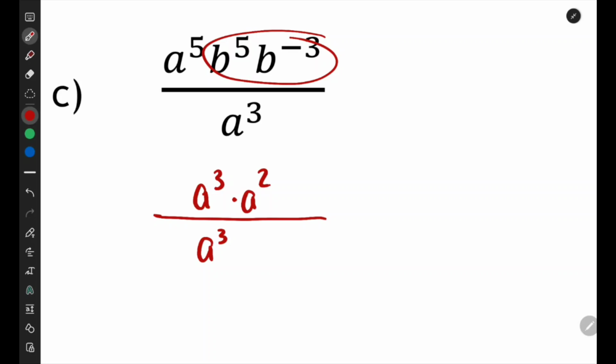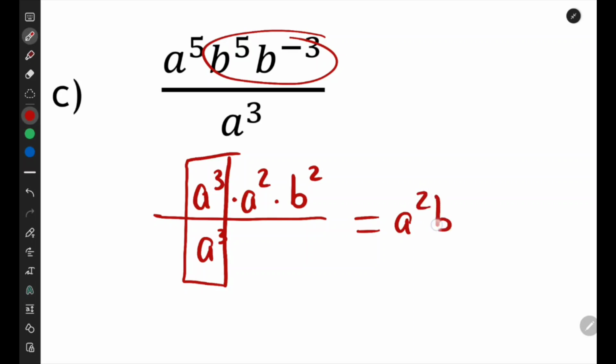So what do I have here? I've got a to the 5th over a cubed, and then times, this is going to be b to the 2nd power. That's what b to the 5th times b to the negative 3rd is. It's b to the 2nd. In my problem at this point now, you can see that there's a value of 1, and what am I left with? I'm left with a squared b to the 2nd. So a squared times b squared is equivalent to the original expression.